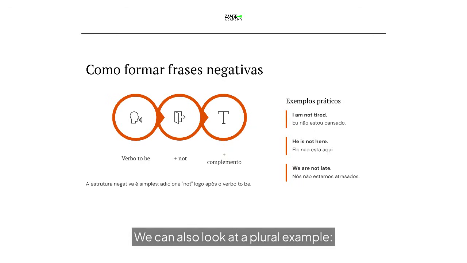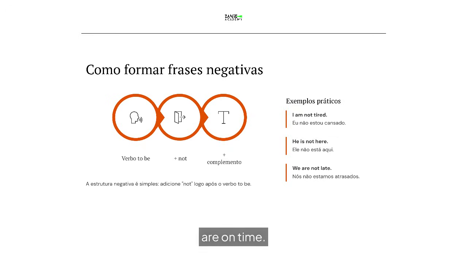We can also look at a plural example. We are not late. Here, are is used because we're talking about a group, and adding not clearly indicates that you and your group are on time. This is useful in everyday conversations, especially when coordinating plans or meetings.